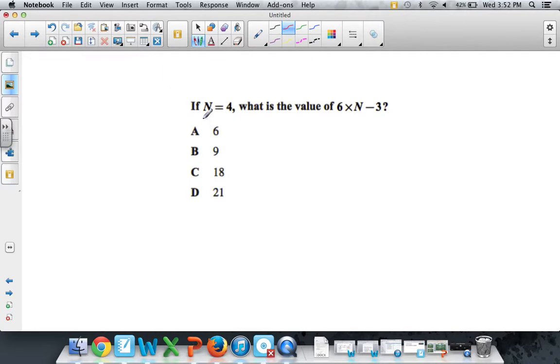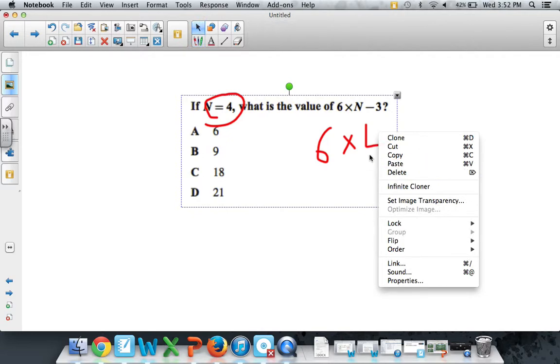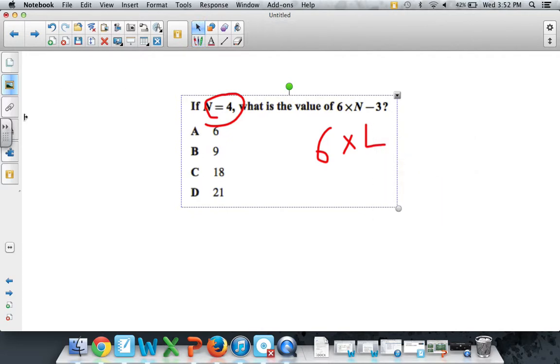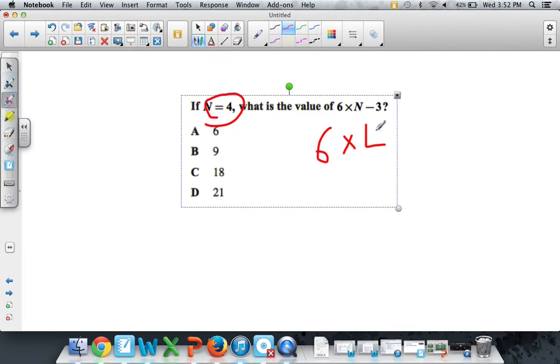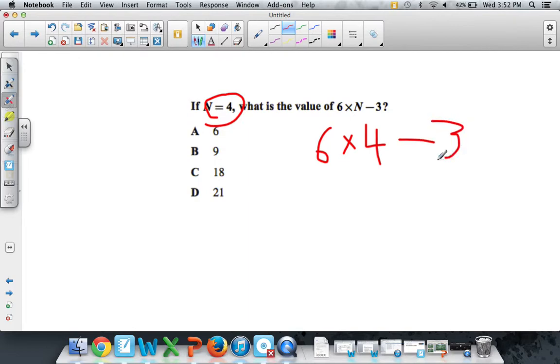If n equals 4, what is the value of 6 times n minus 3? That's not so bad. 6 times n minus 3, just do some more substitution. You see that n equals 4, so make that n a 4. Then you've got 6 times 4 minus 3. You have to remember your PEMDAS. That's the, please excuse my dear Aunt Sally. You have to do parentheses first, exponent second, and multiplication third. I don't see parentheses or exponents, so that means multiplication is the winner.